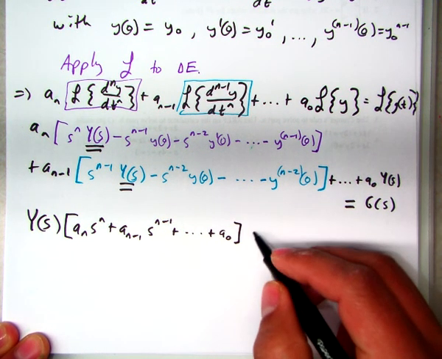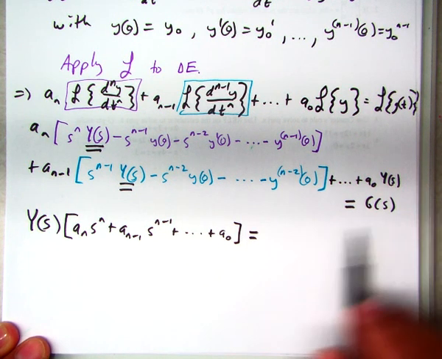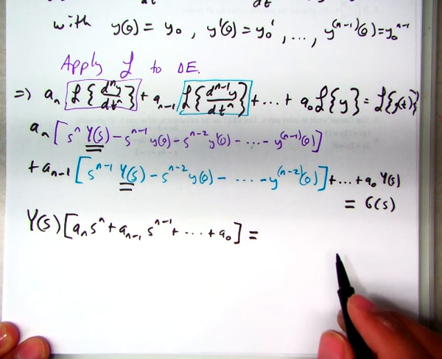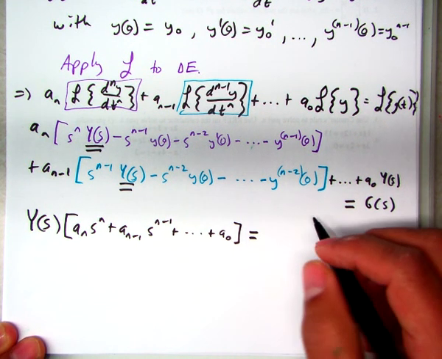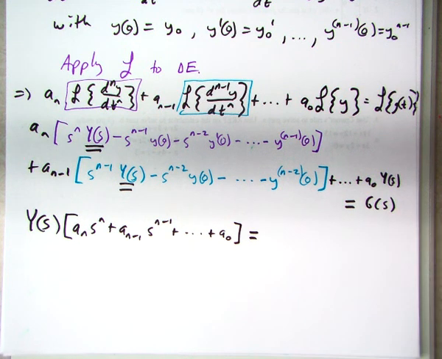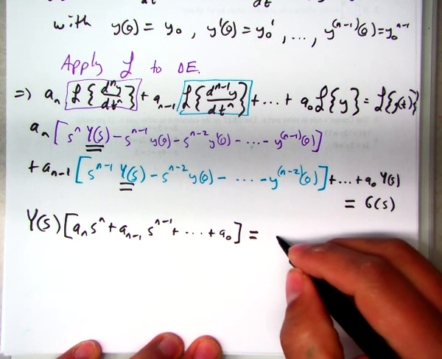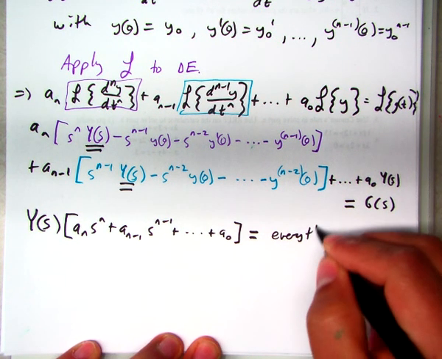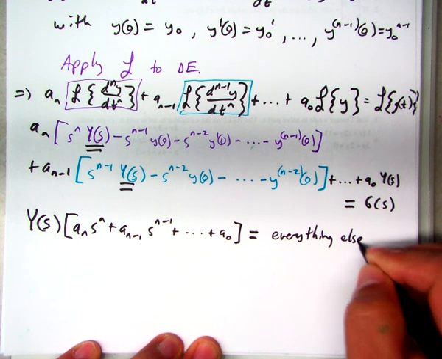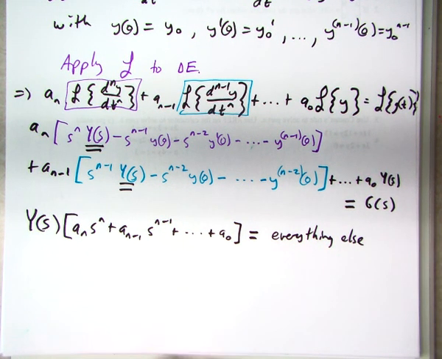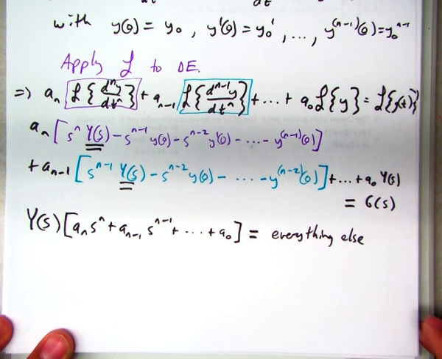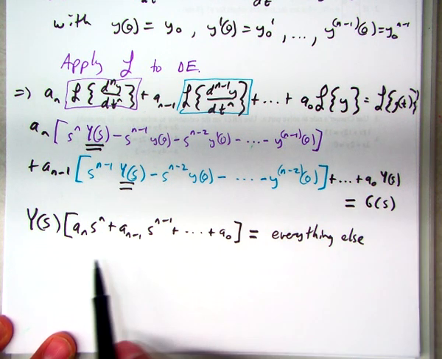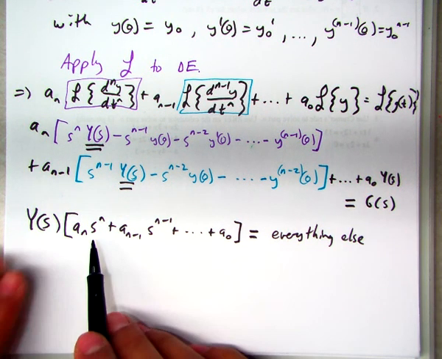And then what we can do is get all the other stuff, so everything that doesn't have a Y of s, over to the other side, which I'm not going to write out, but everything else. We'll do it that way. Okay, so you're going to have a whole bunch of terms, including G of s and including the addition or subtraction of anything that we needed to get rid of to get Y of s factored out.